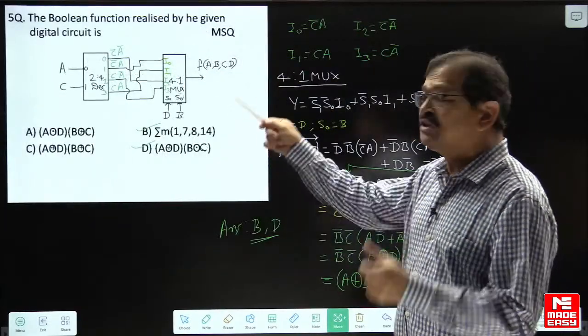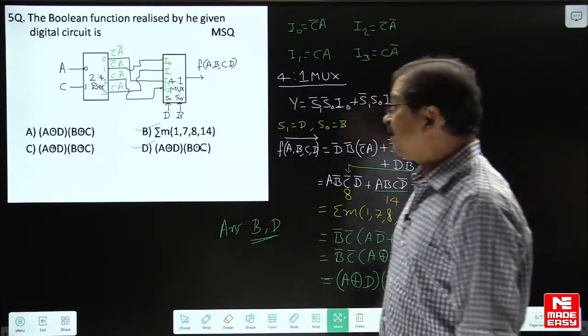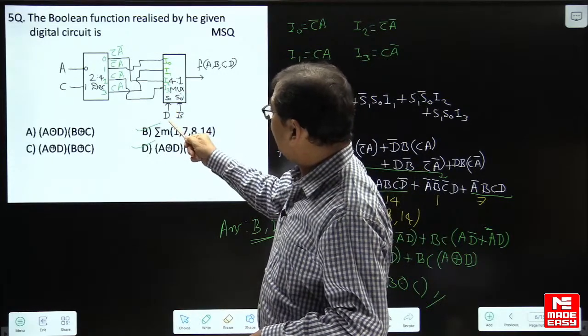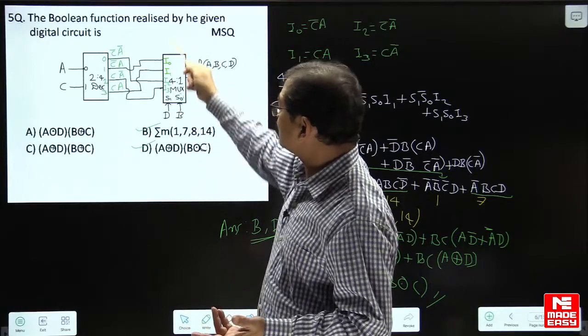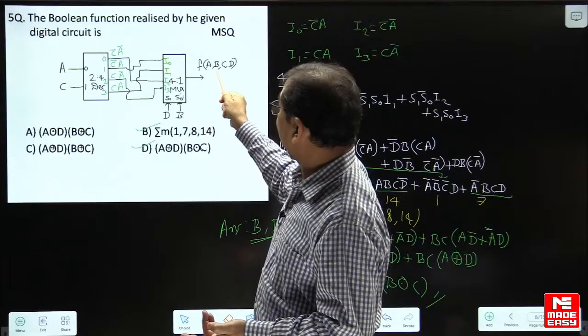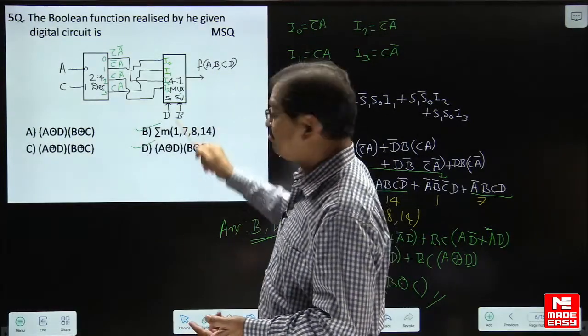Come to the next question. In the next question, you need the knowledge of the decoder and also the knowledge of the multiplexer. Apart from this, not the routine way of what you look at in the textbook, S1 directly MSB and S0 directly LSB; that is not how it works here. Based on the function, D, the LSB, is connected to S1, and B, somewhere in the middle, is connected to S0. So based on this you have to work out the function.